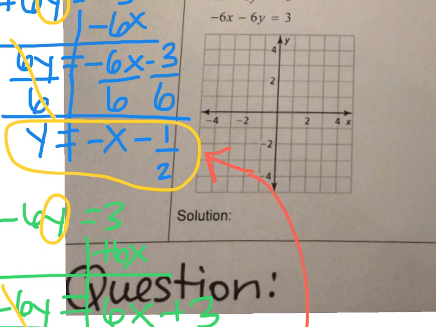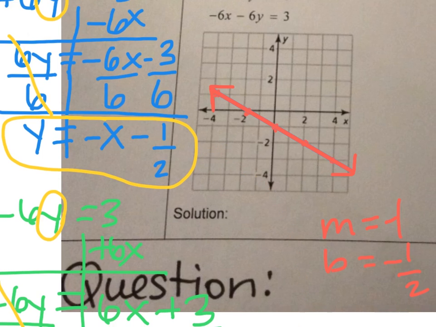The m in these equations is m equals negative 1, because that's the number in front of the x. And the b, the y-intercept, is negative 1/2, because that's the number by itself. Okay, go ahead and pause this and practice graphing this one on your own. Hopefully you got a line that looks like this.